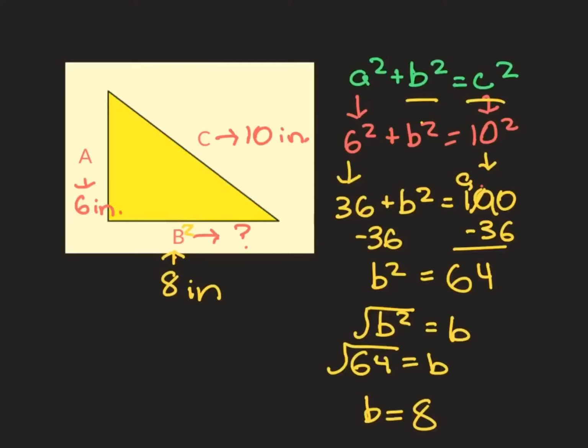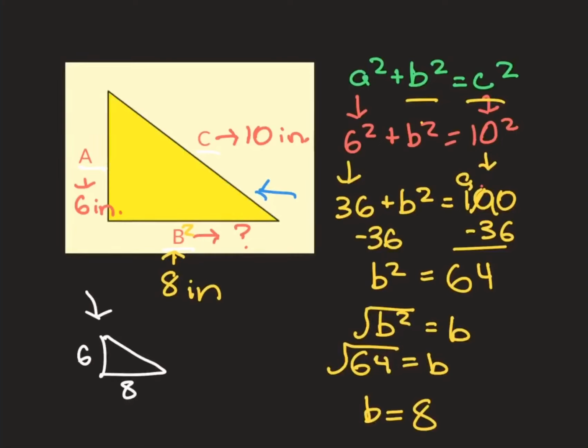And let's say you were given a triangle right here, and they only gave you the sides. They only gave you 6 and 8. How would you know which one is A, which one is B, and which one is C? So side C, in this case, is the longest side. Side C is always going to be the longest side of the triangle.